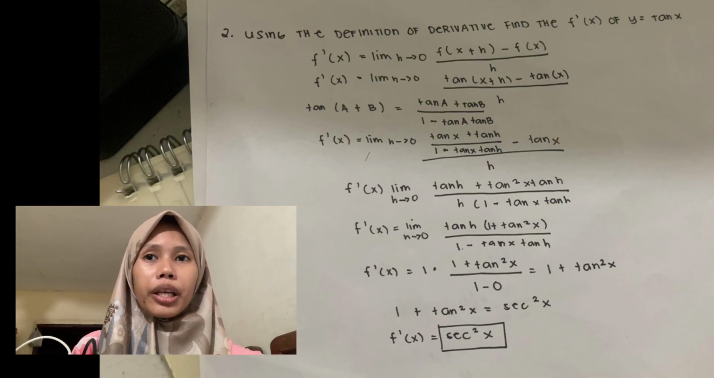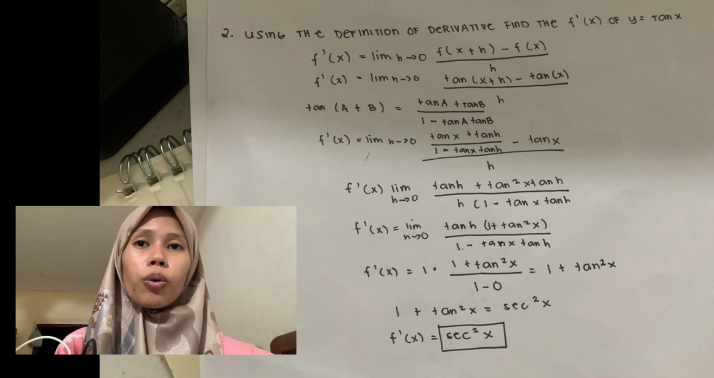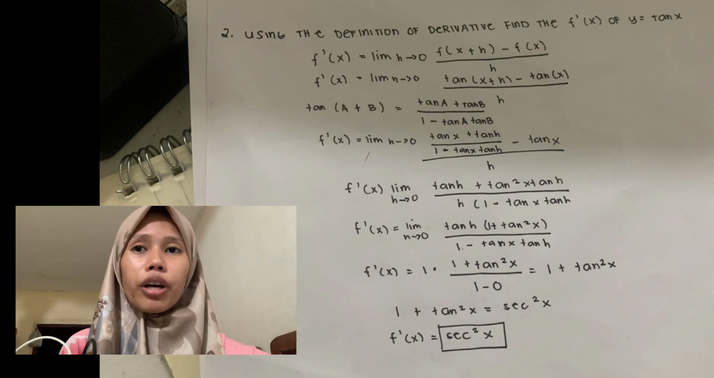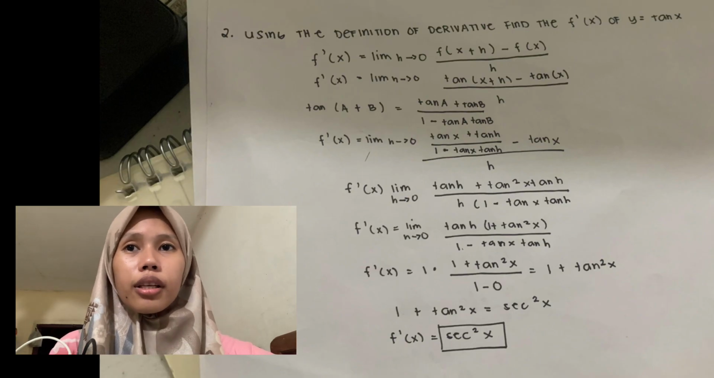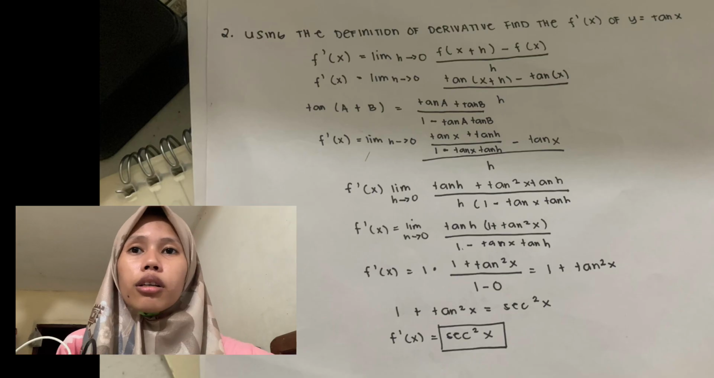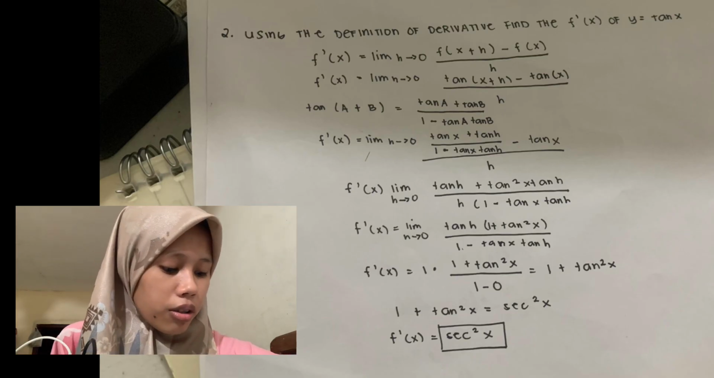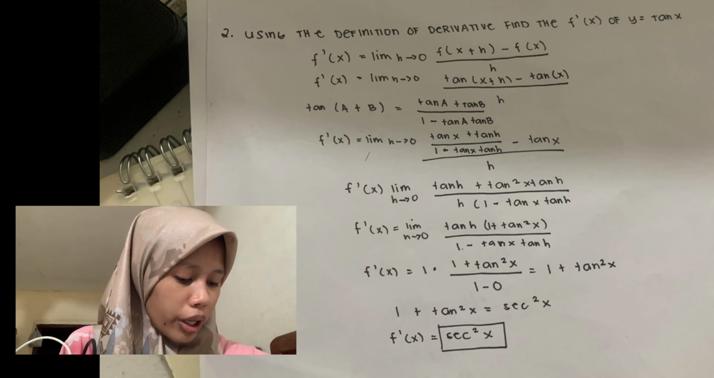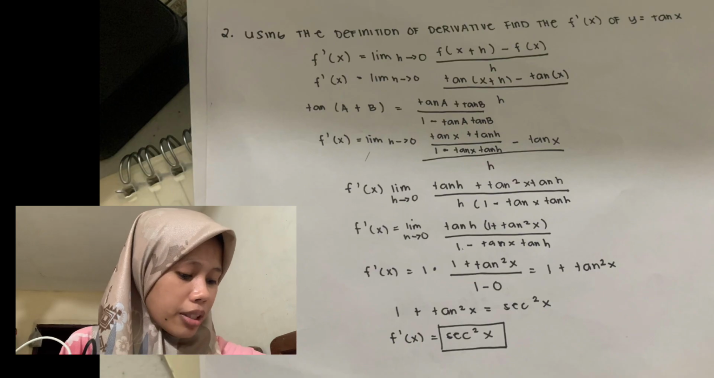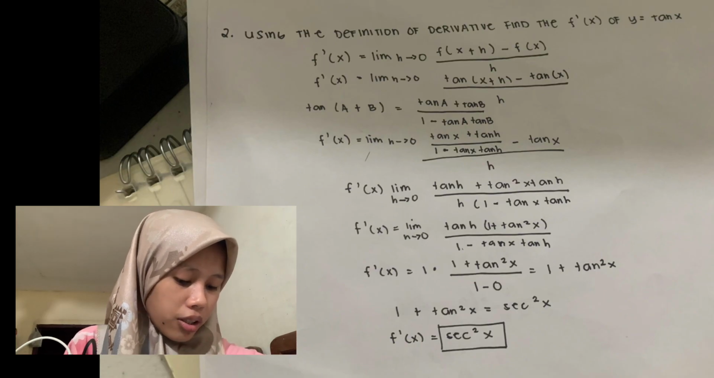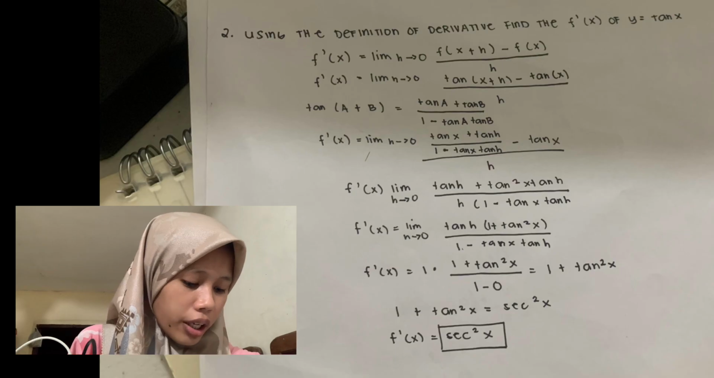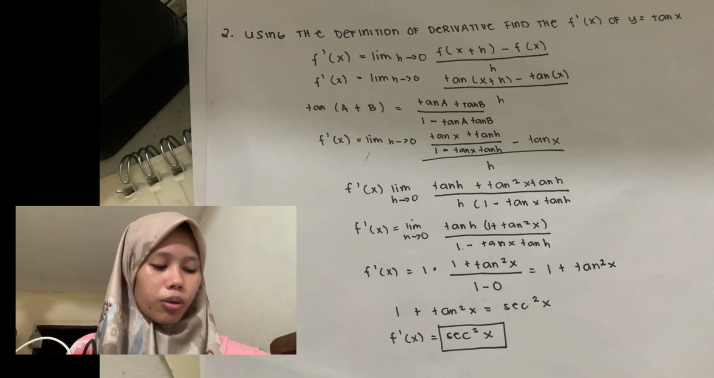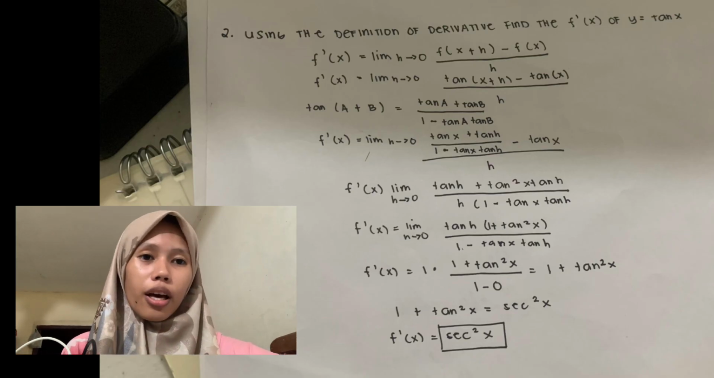So to evaluate the limit as h approaches 0, tan h approaches 0, we have f'(x) equal to 1 times (1 plus tan squared x) over 1 minus 0, which is equal to 1 plus tan squared x. So 1 plus tan squared x is equal to secant squared x. So the final answer is secant squared x.